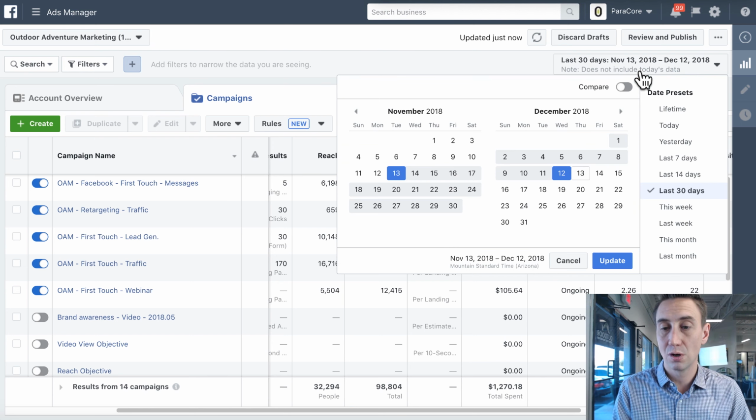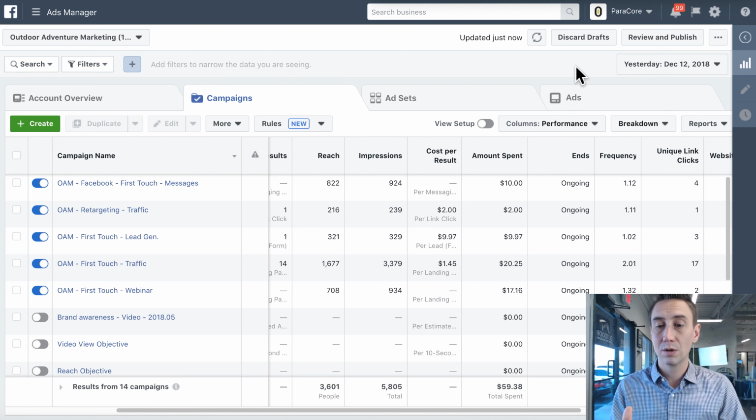Now, if I switch this over to, let's say, yesterday, now we're looking at, all right, well, the frequency for all of these is about 1 except for the first touch traffic. Why is that? On average, 2 times per day. That means on average, people are seeing the ad twice in 1 day, which is not exactly ideal. I mean, that starts to be quite a bit.